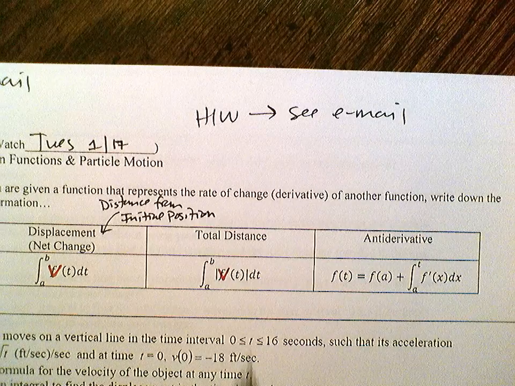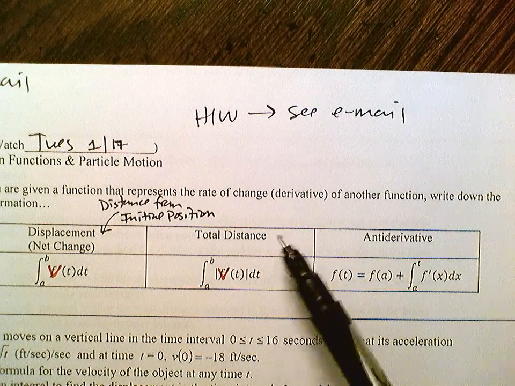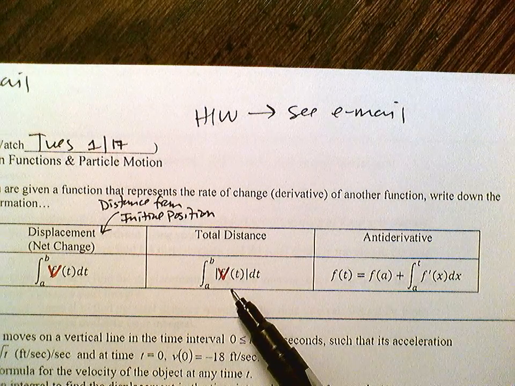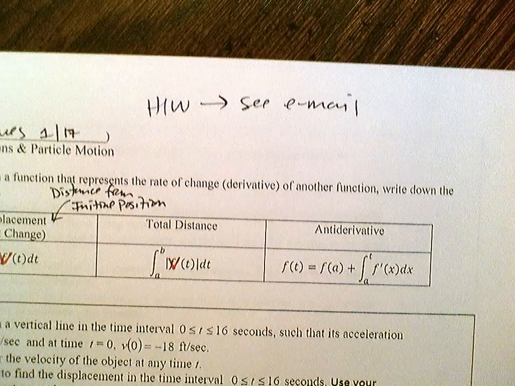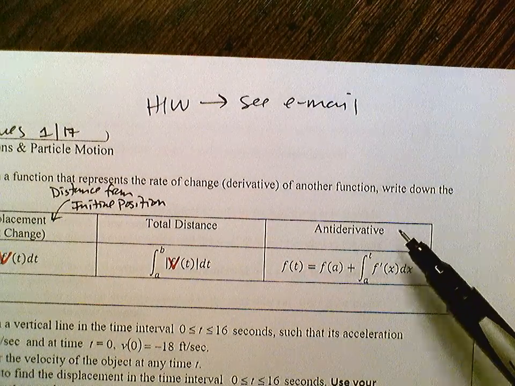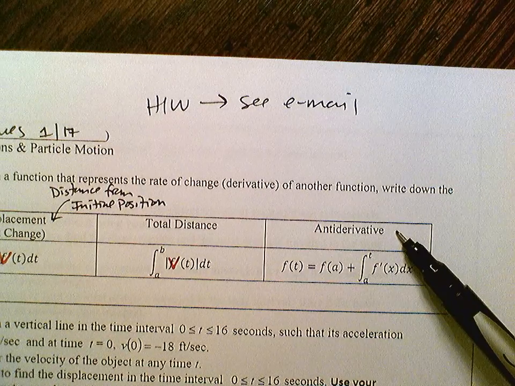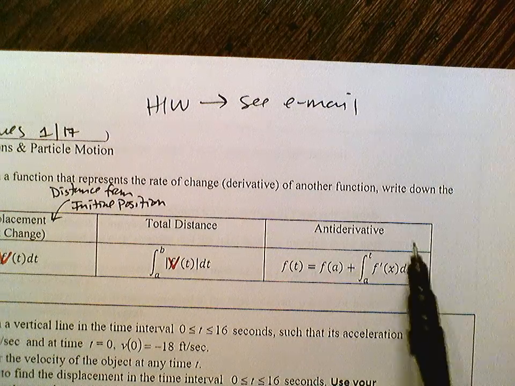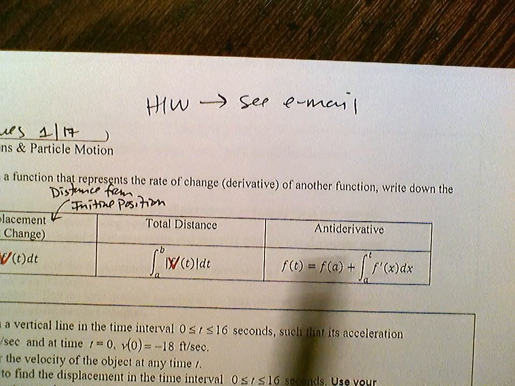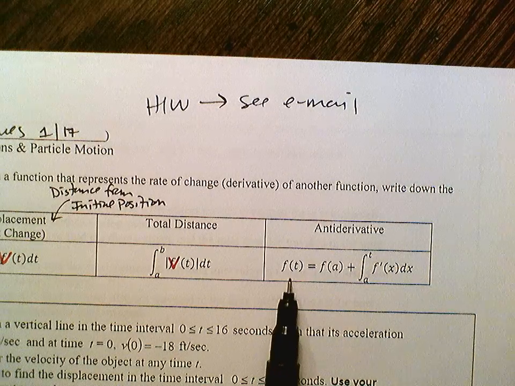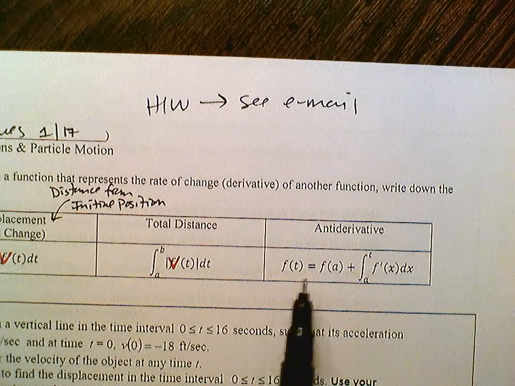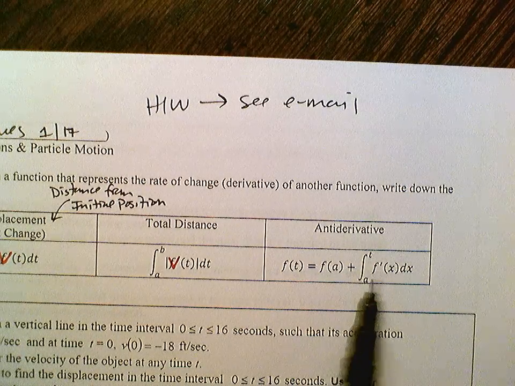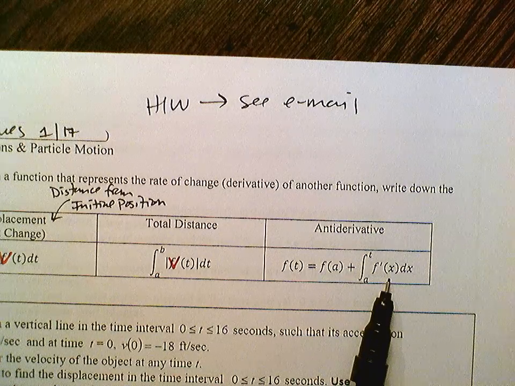Now that is different than the total distance traveled. For the total distance traveled, you have to do the integral from a to b of the absolute value of the velocity function. And this last thing is if you want an antiderivative. Suppose that you know the derivative function or the rate of change function for something, and you want the antiderivative, then it can be found using this formula here. So f of t, which is the antiderivative that we'd be looking for, is equal to f of a plus the integral from a to t of the derivative function that you would know.